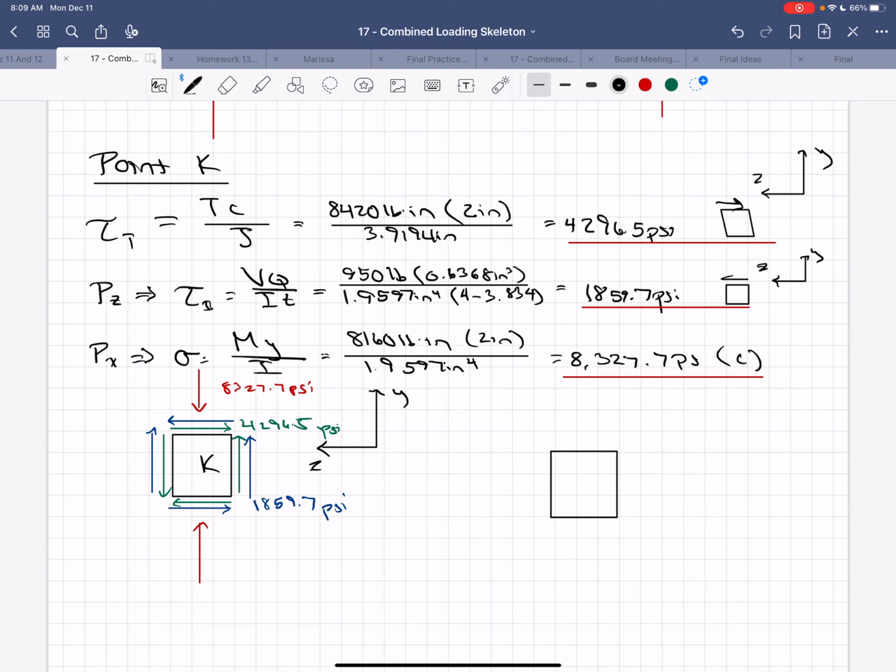We'll take that shear stress from torque, 4296.5 minus 1859.7, and we'll end up with 2940 psi. And then the bending normal stays the same. There's no axial normal stress, so we don't have to add anything here. And that's our final answer.